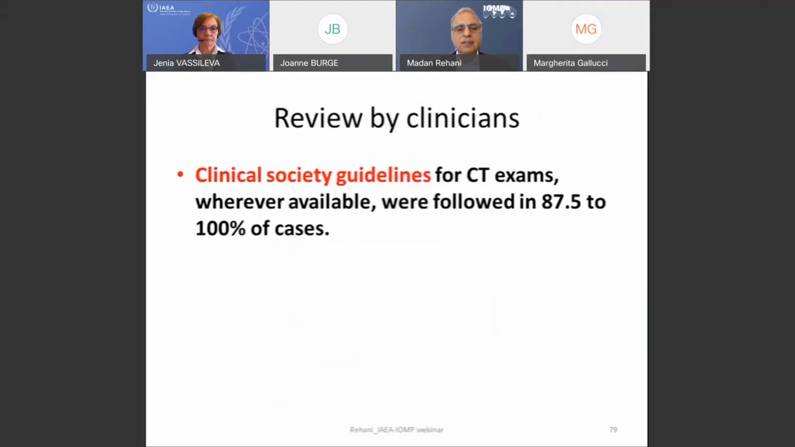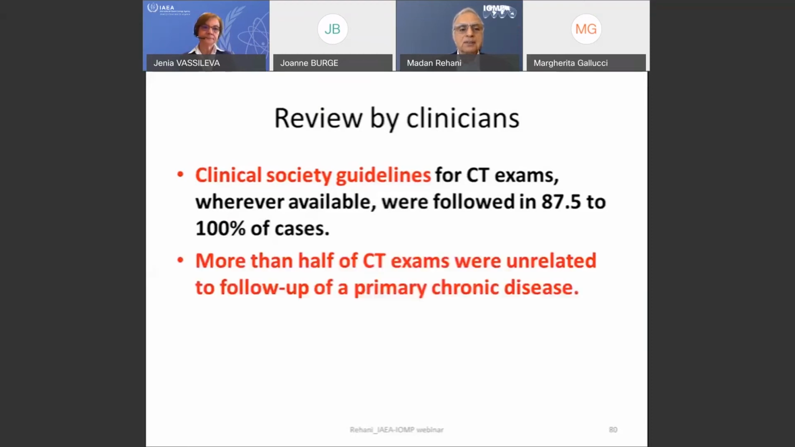Also, we had done review by the clinicians. Since this was the chest CT we took, we took the pulmonary physician and cardiac pulmonary physician. So they analyzed each and every CT scan done in the limited study, comparing it with the clinical society guidelines of pulmonology and cardiology, and they found that a large fraction, 87 to 100%, were appropriate. So more than half of the CT exams were unrelated to follow-up of the primary chronic disease. So that also dispels the feeling that, oh, all the imaging is done for that particular disease. It is not the case.